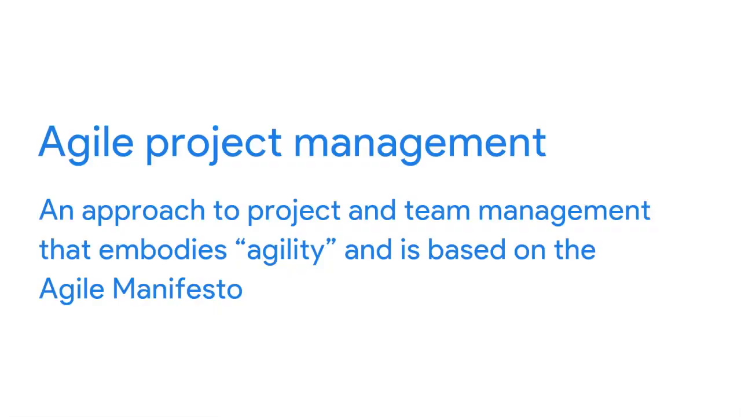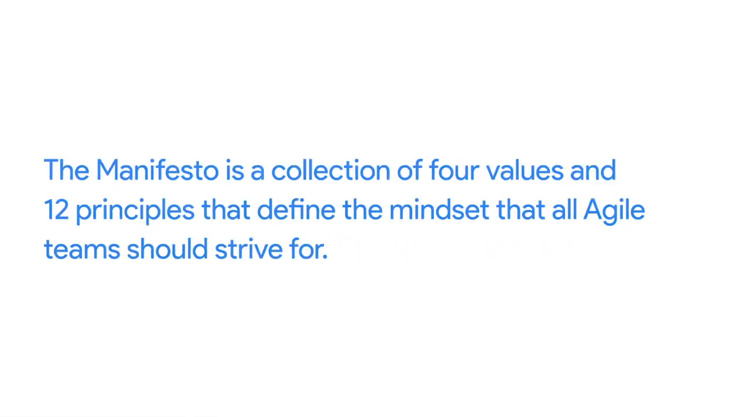But what do we mean by Agile project management? Agile project management is an approach to project and team management based on the Agile Manifesto. The manifesto is a collection of 4 values and 12 principles that define the mindset that all Agile teams should strive for. So in very basic terms, Waterfall is linear and sequential and does not encourage changing up the process once it has started. Agile, on the other hand, is iterative, flexible, and incorporates necessary changes throughout the process.